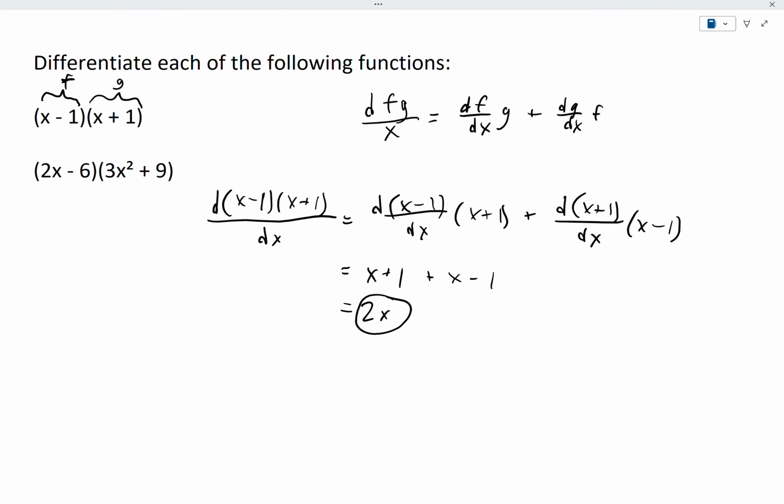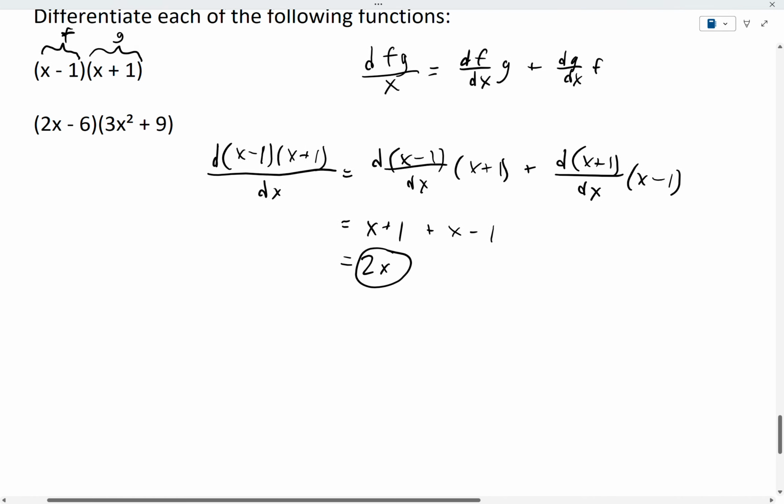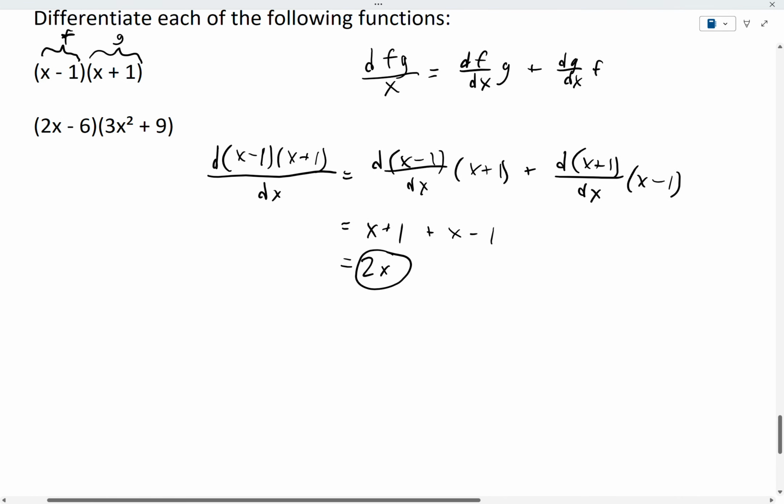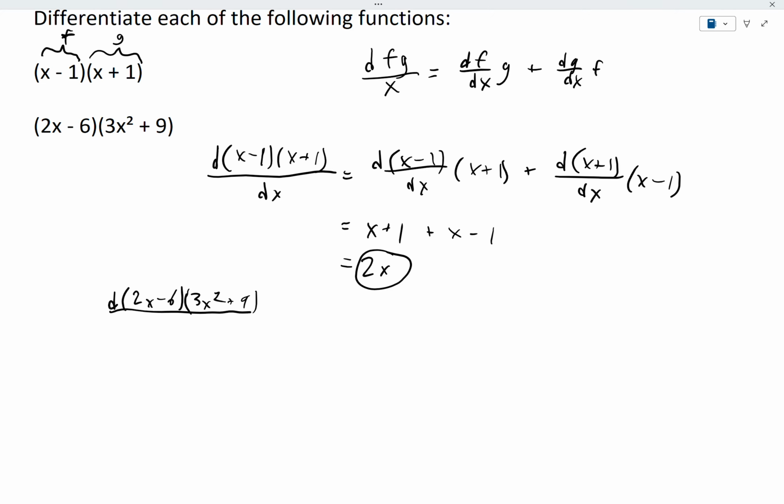Okay, well, how about the second one? Well, once again, all you do is recognize that you just have two functions here that are being multiplied. So you apply the formula. So we'll say d(2x minus 6)(3x squared plus 9) over dx is equal to derivative of the first, so that's d(2x minus 6) over dx times the second plus derivative of the second, 3x squared plus 9 times the first.